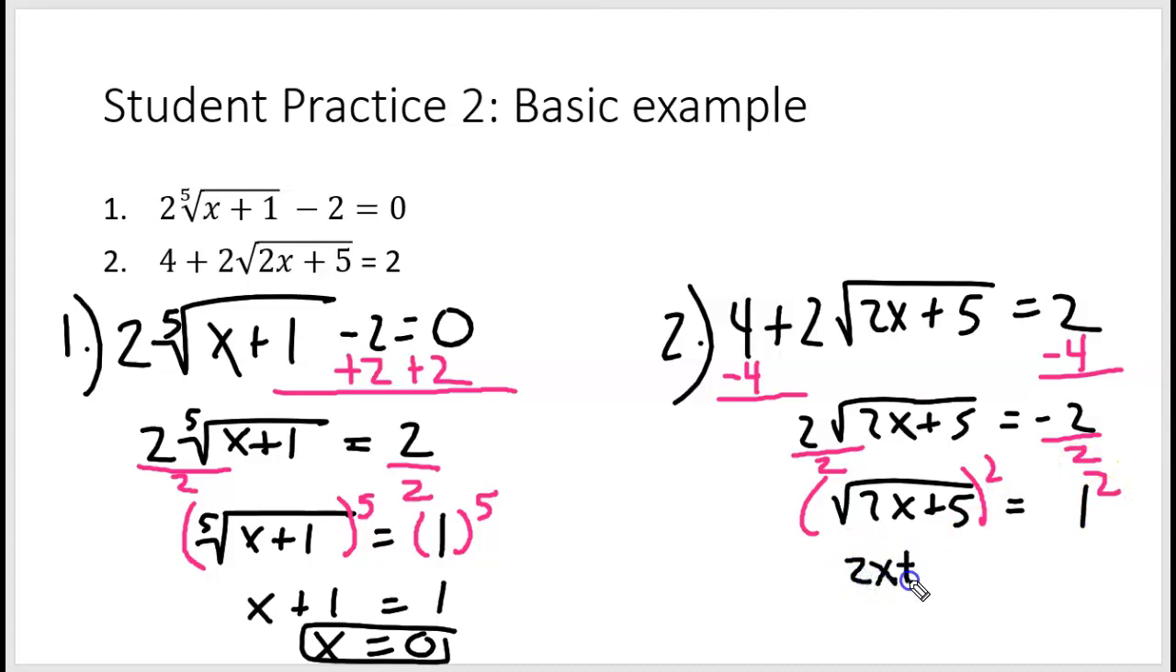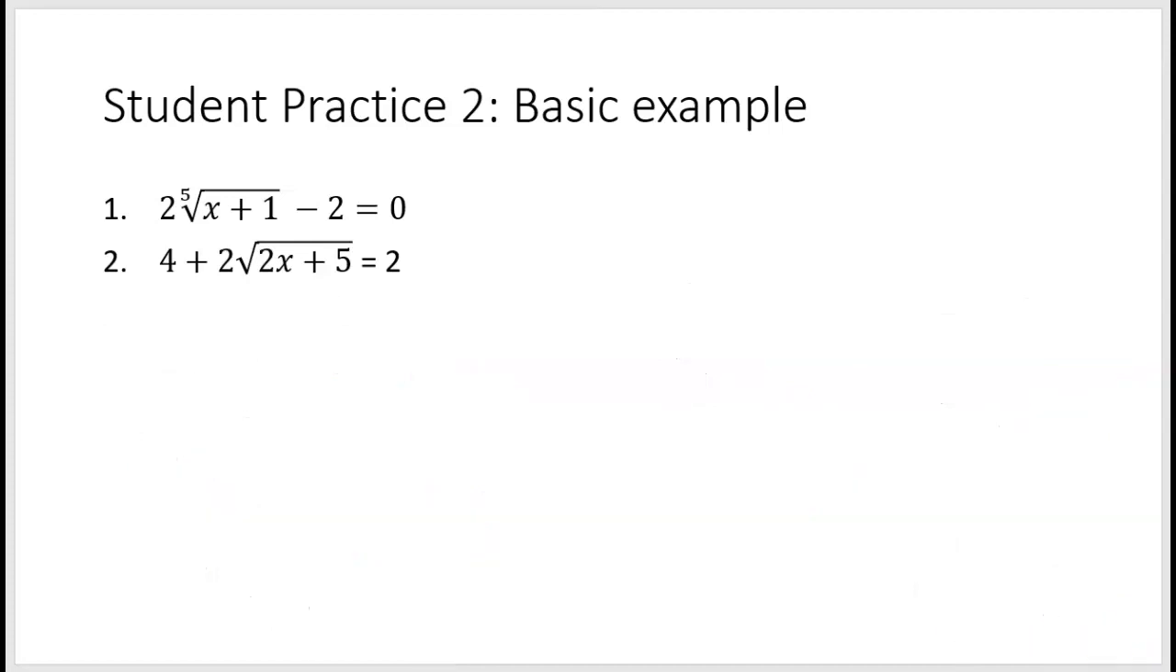The square would cancel out the square root, and we'd be left with just 2x plus 5. 1 to the second power is 1, and then you just solve that like normal by subtracting the 5 and dividing by 2. And I think you'd end up with something like negative 2 as an answer. So, just giving you guys another hypothetical to be aware of there.